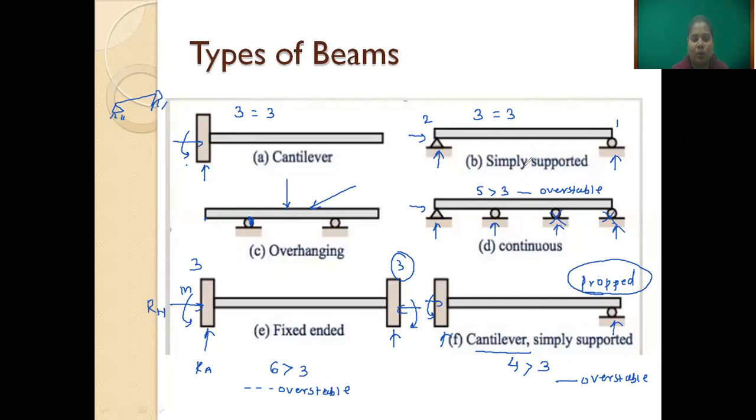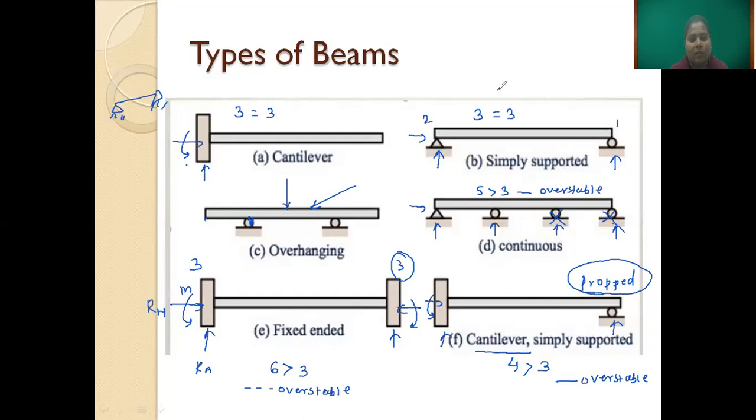This is simply supported. If a support is not provided at the end, this is called overhanging. If the number of supports is more than 2, this beam is called a continuous beam. If a beam is fixed at both ends, this is called a fixed beam or fixed-ended beam. And a cantilever or propped cantilever means one end is fixed and on the other end some roller or hinge support is provided. So this is called a propped cantilever beam.